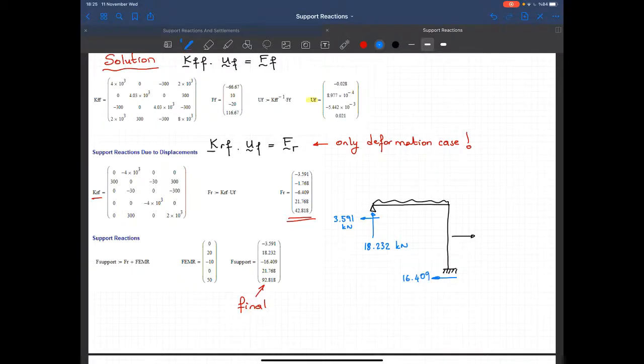So here I have a force that's equal to 16.409. That's the horizontal force. The vertical force is 21.768 kilonewtons, and that's the moment in the counterclockwise direction, and the magnitude is 92.818 kilonewton-meters. And these are the final support reactions.